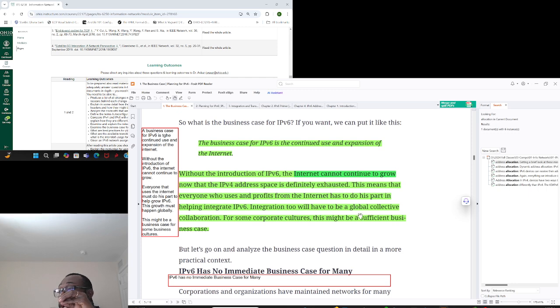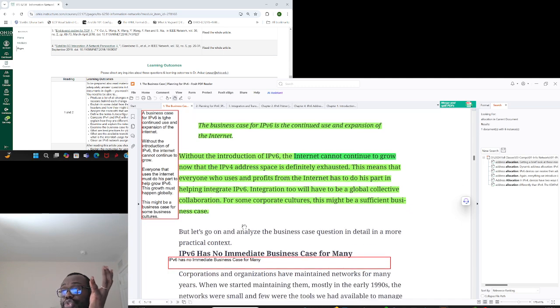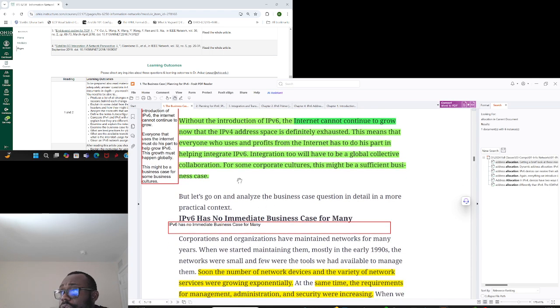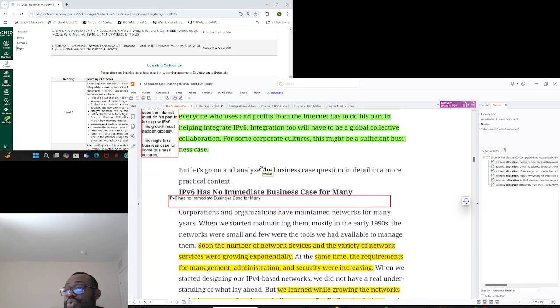Integration too will have to be a global collective collaboration, of course, because the internet is peer-to-peer connection using BGP. So once part of it, like Asia, has gone IPv6 already, to communicate with Asia it is better to go IPv6 end to end: less latency, less of those overheads that come for those who push for NAT64 in their network, and so on. So for some corporate cultures, this might be a sufficient case. Once the internet is going, it's a sufficient case for us to go, right?